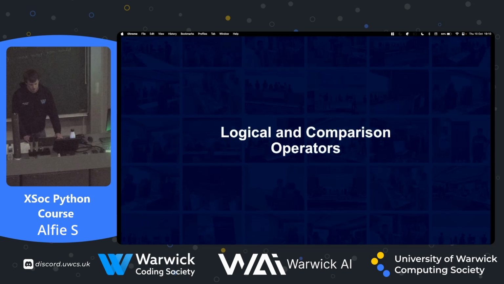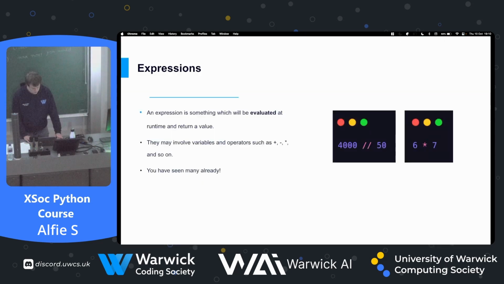So we'll start with logical and comparison operators. First we want to talk about expressions, and we used these last week, but I'm just going to recover them quickly. An expression is something which is evaluated at runtime and returns a value. So you can see 6 times 7 will give us 42, and then 4,000 divided by 50, it's an integer division. Someone can tell me what that is. I'm not going to risk guessing. They involve operators and may or may not involve variables. So we could replace 50 with an integer variable. And yes, we've used these already, but it's good to recap what they are.